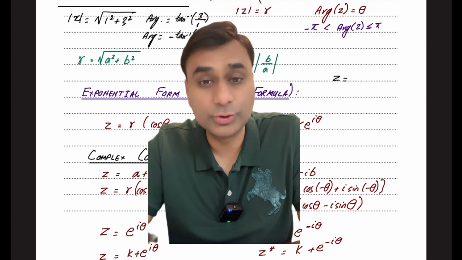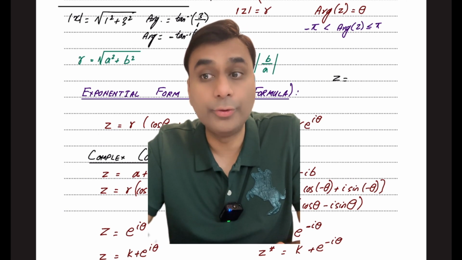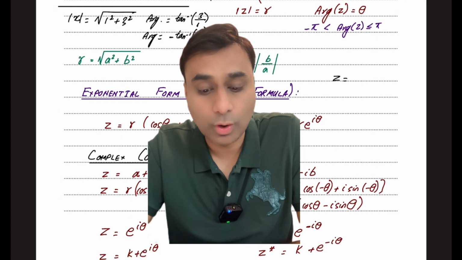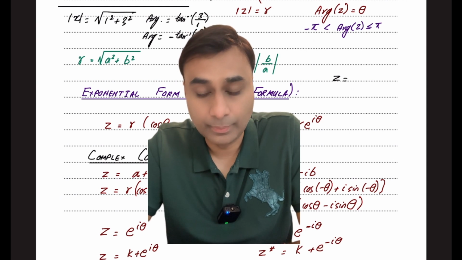So I hope, guys, this was useful in terms of identifying what the moduli argument form is, how you can find the moduli argument form of a complex number, and how you can write it down in Euler's notation.